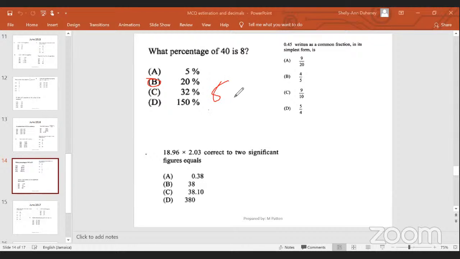8 over 40 times 100. Cancel the 0. 4 into 8, 2. So now let us work this. Cancel the zeros. 4 into itself, 1. And 4 into 8, 2. 2 times 10 is 20. 20. All right.